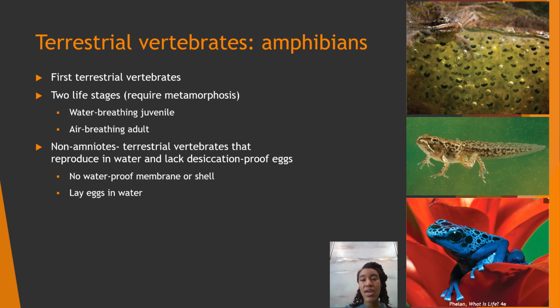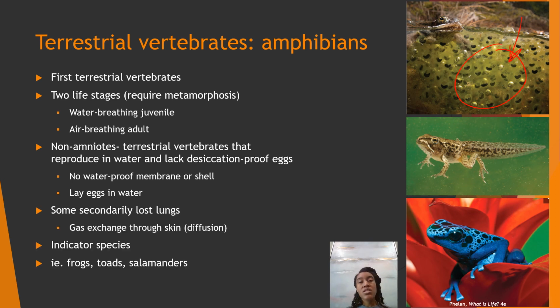And so you can see their eggs here. They look far more like fish eggs than they do like a snake's egg or a turtle egg. And if they don't lay their eggs in water, they must be near to water. So some frogs will lay their eggs on leaves, and then they will constantly get water from a nearby source and douse the eggs in water to keep them moist. Otherwise, if the eggs dry out, the embryos will die. Some amphibians have lost their lungs secondarily.